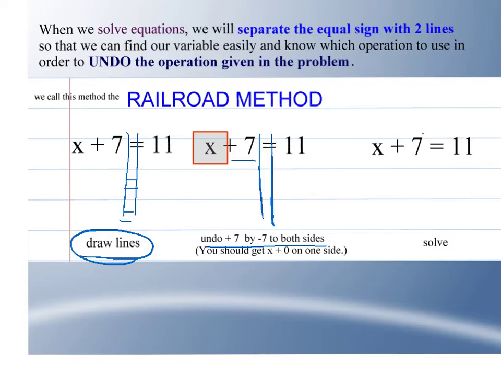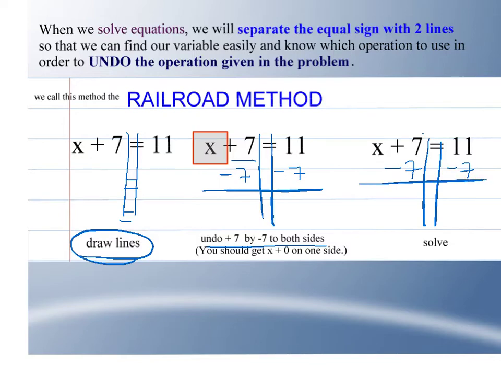And so that's why this is a positive 7. I'm going to subtract 7 from both sides. And so that's my first step there. And then you look over here at the third time we wrote the problem, x plus 7 equals 11. Put my railroad tracks in there. And I've subtracted 7 from both sides.